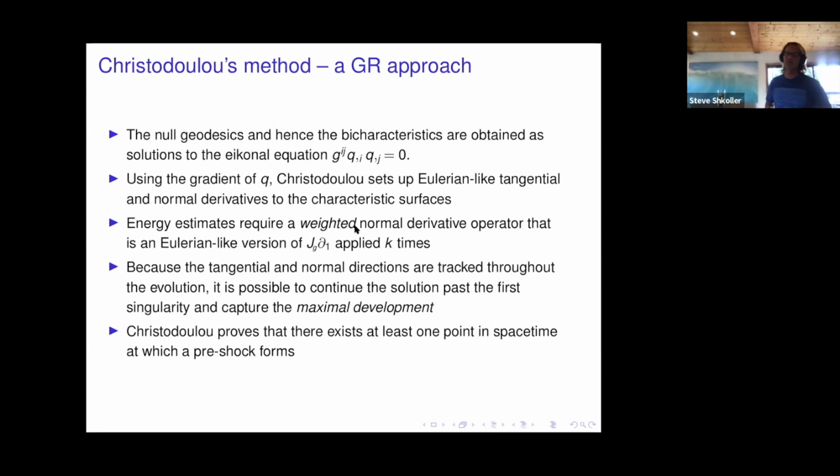So these null geodesics are bicharacteristics, and they're obtained as solutions to this eikonal equation. If you've never seen what this eikonal equation looks like, this is it. It's a space-time equation, and this is sort of like a second-order wave equation's Eulerian counterpart. Okay, it's not exactly a second-order wave equation. It's like an Eulerian counterpart to a transport equation.